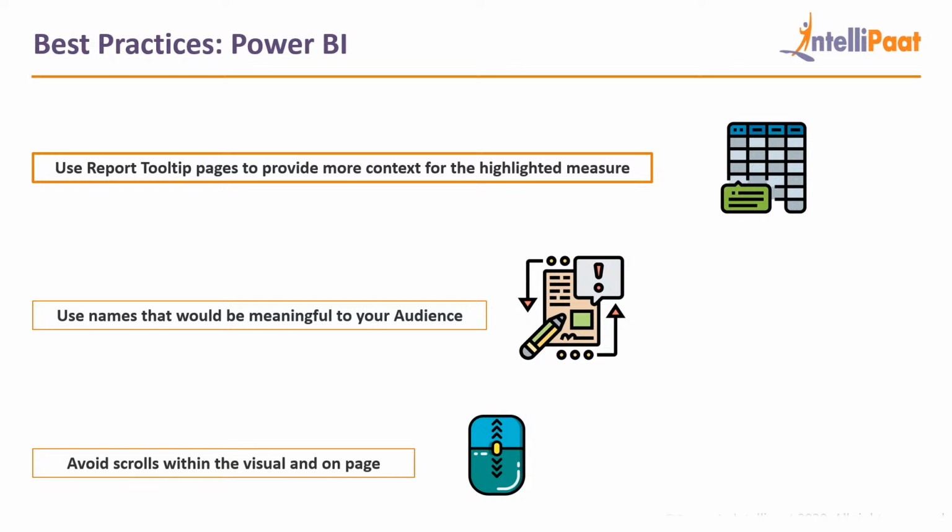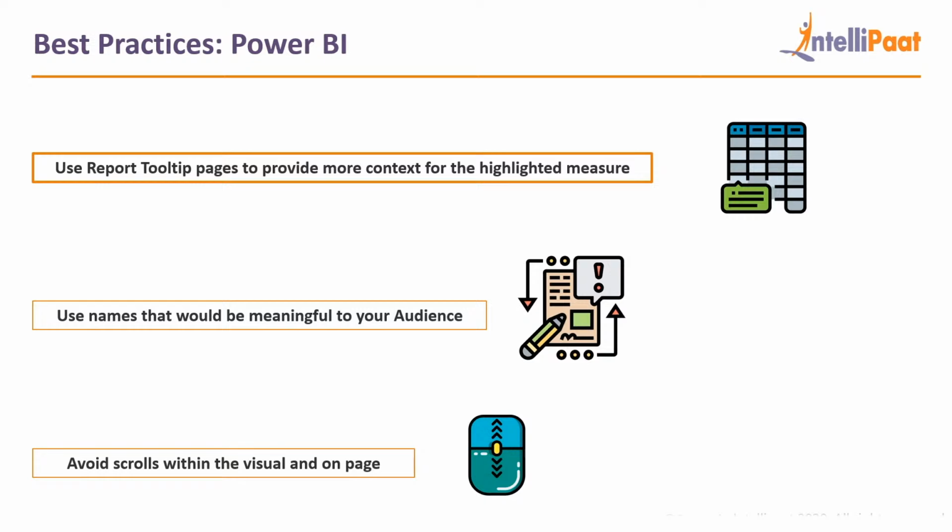And the next one is to use the report tooltip pages to provide more context with respect to the highlighted measure. So if you have any highlighted measure and want to provide more context to it, you should be using a report tooltip. Report tooltips are a great way of sharing additional information on the entire metric. If you are using a report tooltip, use a limited number of visuals in there as well, because that is our rule one, which we started with in this live session: use a limited number of visuals.